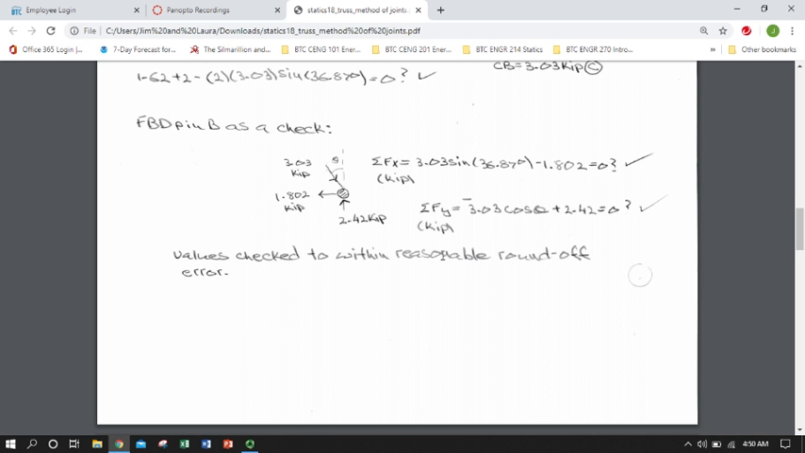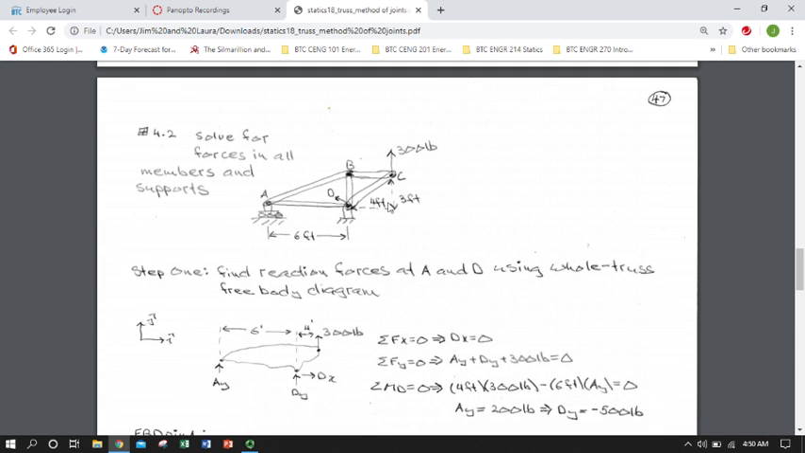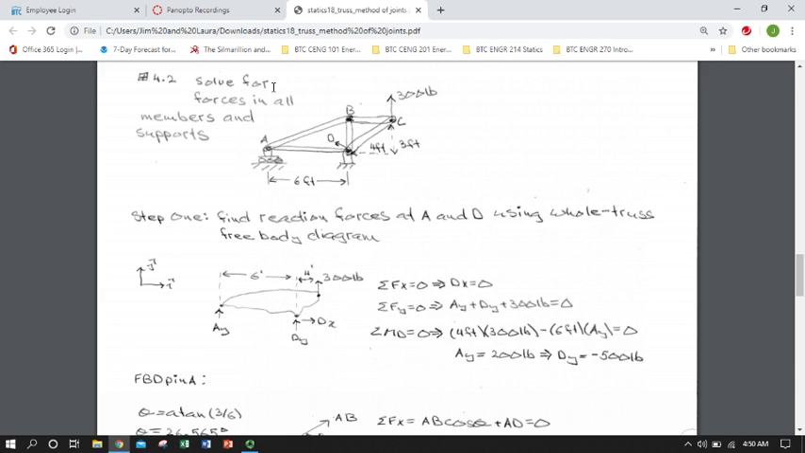And we are going to end the lecture right now and record another with some more examples of other trusses with method of joints.